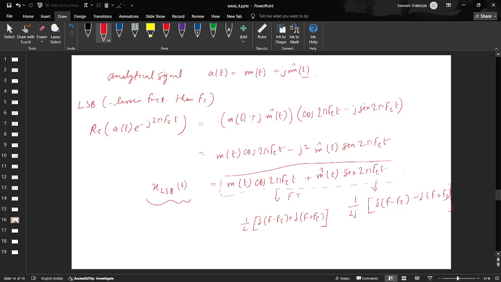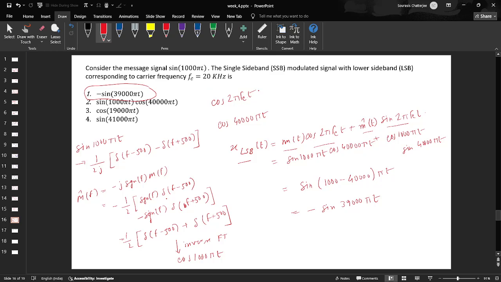If your message signal is m(t), the corresponding single sideband modulated signal expression is given by this, and this is the SSB generation via Hilbert transform. Since your message signal is sin(1000πt), the Hilbert transform version of the message signal comes out to be cos(1000πt). That is how I get it.